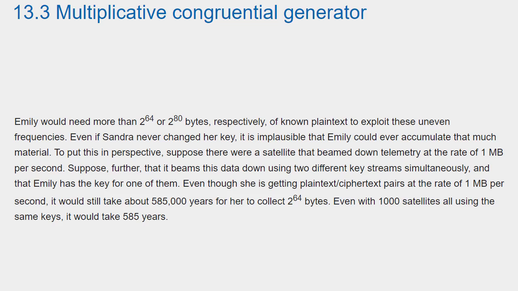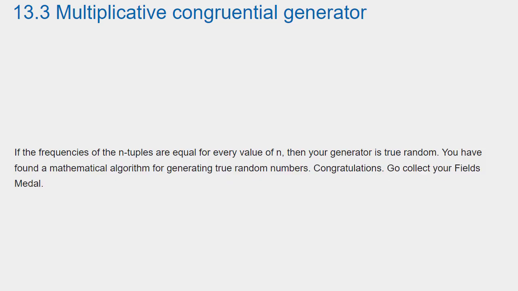To put this in perspective, suppose there were a satellite that beamed down telemetry at the rate of 1 megabyte per second. Suppose further that it beams this data down using 2 different key streams simultaneously, and that Emily has the key for one of them. Even though she is getting plaintext/ciphertext pairs at the rate of 1 megabyte per second, it would still take about 585,000 years for her to collect 2 to the power 64 bytes. Even with 1,000 satellites all using the same keys, it would take 585 years.